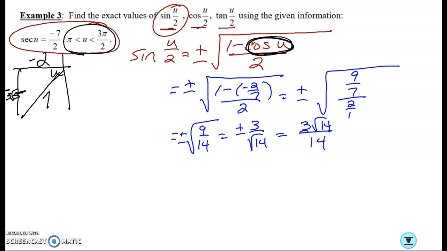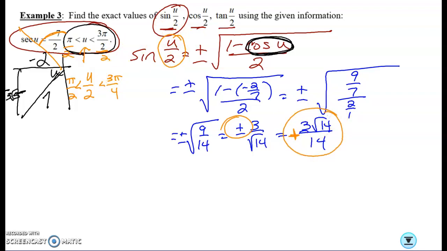Okay, now it's time to make our decision about this plus or minus we've been carrying along. You're taking the sine of u divided by 2. Well, we know that u is in the third quadrant. So u divided by 2 would be all of these things here divided by 2. So u divided by 2 would be between pi over 2 and 3 pi over 4. And pi over 2 and 3 pi over 4 is right here in our second quadrant. So u divided by 2 is in the second quadrant. Well, sine's positive in the second quadrant. So my final answer for this one's positive.